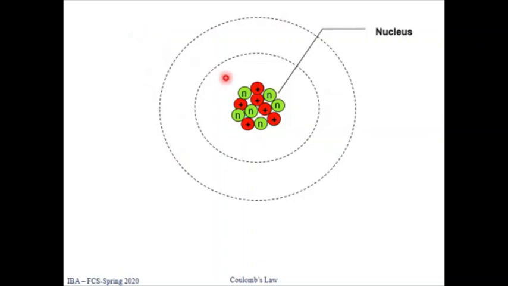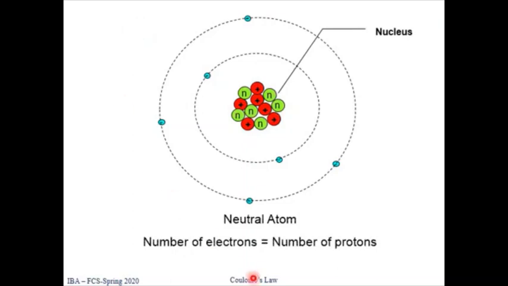Now let me introduce some negative charge around this nucleus. One electron is here, 2, 3, 4, 5, and 6. So 6 electrons are around the nucleus and 6 protons are within the nucleus. Therefore, the whole atom is considered a neutral atom because the number of electrons is equal to the number of protons. Now let's see the second scenario.